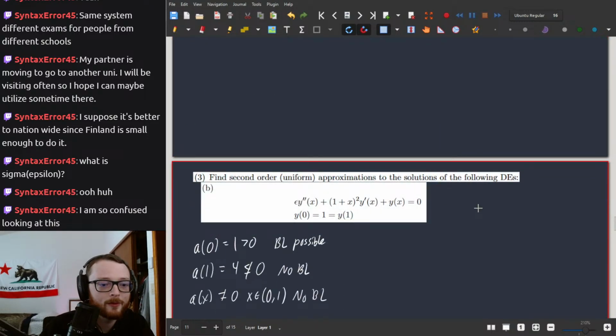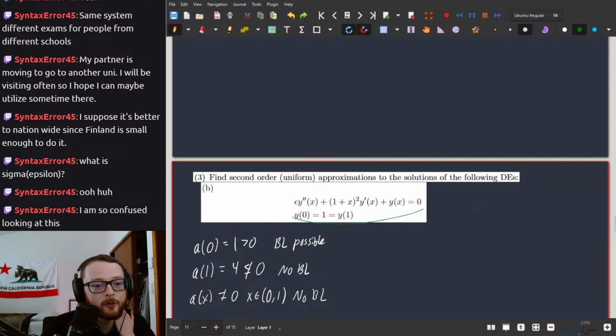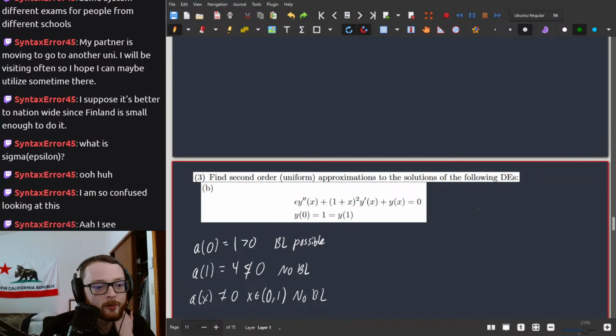So the task is, we have this ODE with boundary values. But we have this number epsilon here that's just a parameter. And we want to get a series solution for this ODE just to approximate it. And the series is actually going to be in terms of epsilon, not in x, because we're interested in how this thing behaves for small values of epsilon.